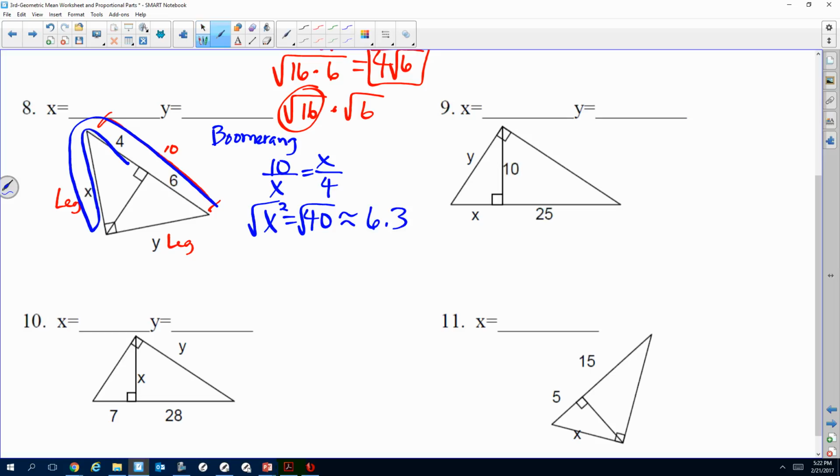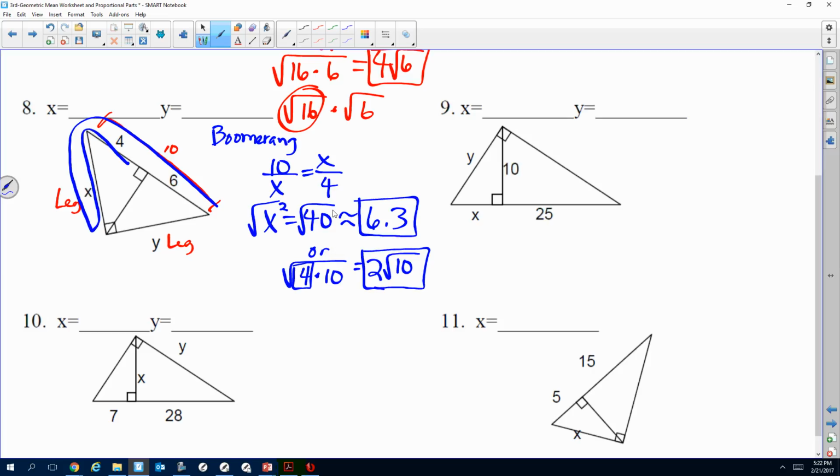And then I want to simplify this. I'm going to simplify that 40 to 4 times 10, which we know 4 is a perfect square. What's the square root of 4? It's just 2. And then the 10 is what remains. So we have 2 square root of 10, or approximately 6.3.